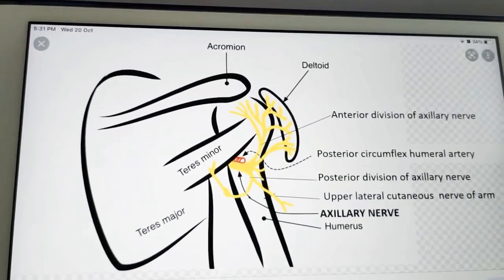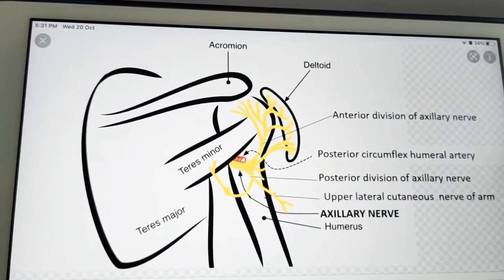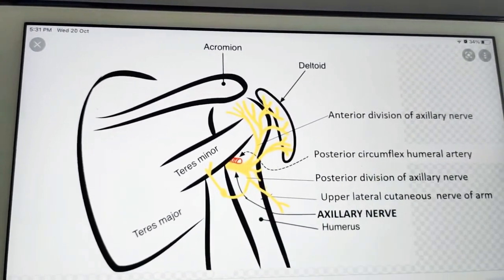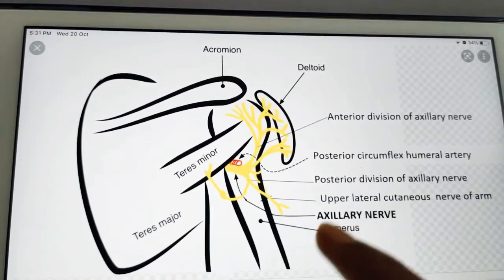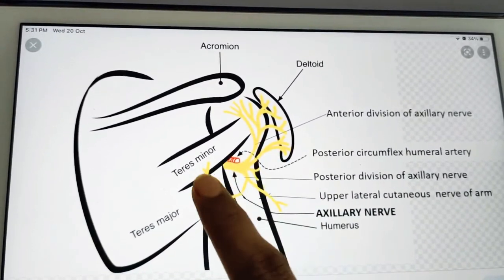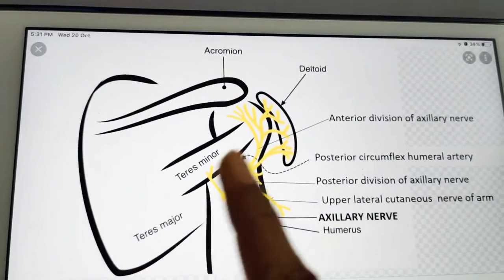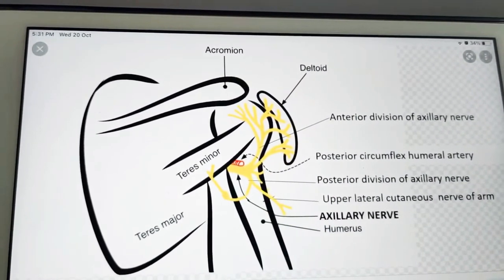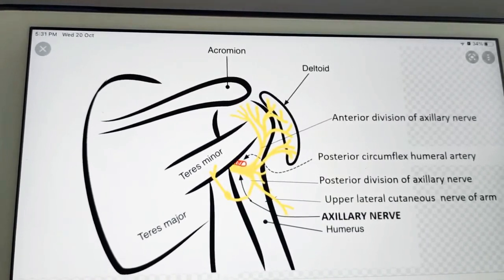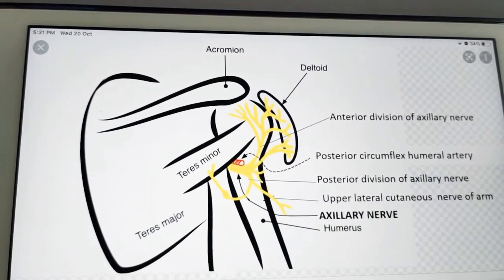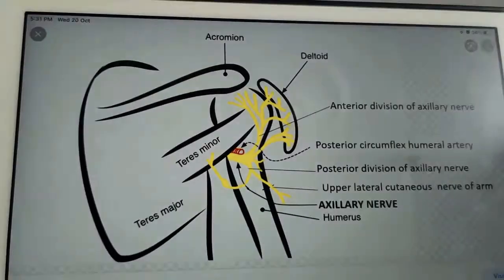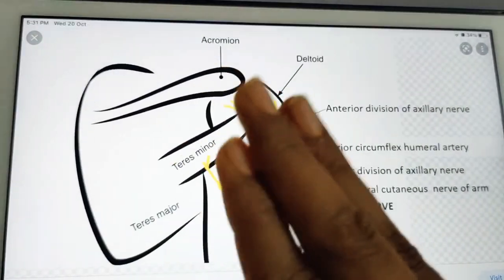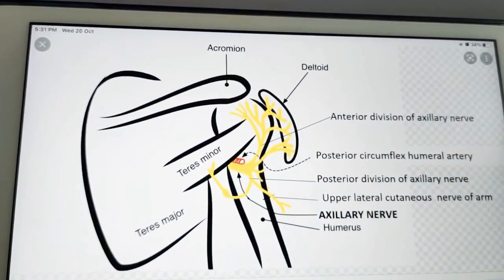So this is a simple overview of our axillary nerve. Remember, it is called the axillary nerve and also the circumflex nerve because it winds around the surgical neck of the humerus. Clinically also, if there is any fracture in the surgical neck of the humerus, then of course the axillary nerve gets injured. So that's it for this video. Next we'll start with anastomosis around the scapula and also anastomosis around the acromion process.